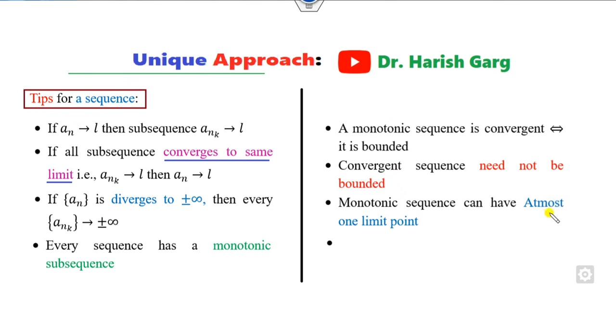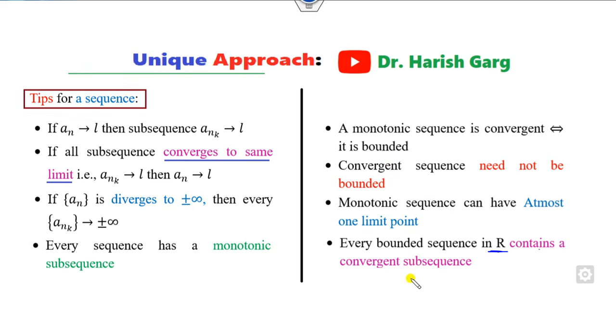A monotonic sequence can have at most one limit point. That's the most important concept for you. And the last concept is every bounded sequence in R contains a convergent subsequence.